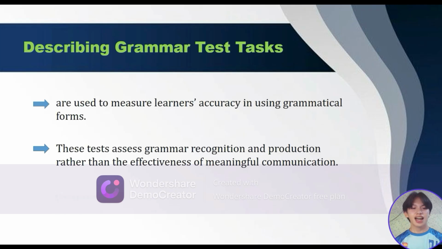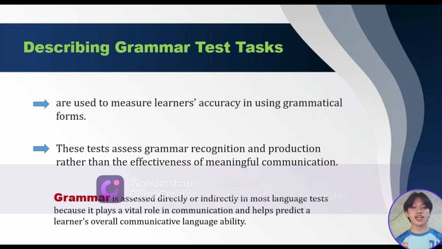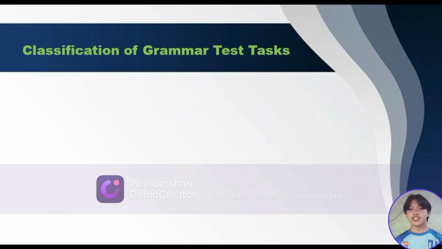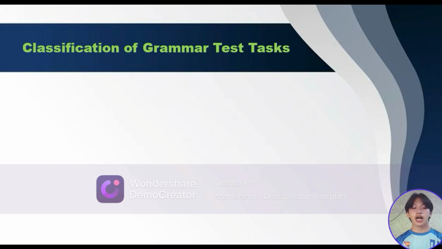For this reason, grammar is assessed directly or indirectly in most language tests. A strong knowledge of grammar helps predict a learner's overall communicative language ability. Next, we have the classifications of grammar test tasks. According to scoring procedure, grammar test tasks can be classified based on how learners' responses are scored. These are objective and subjective tasks.